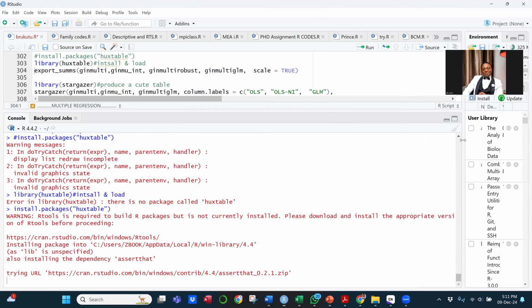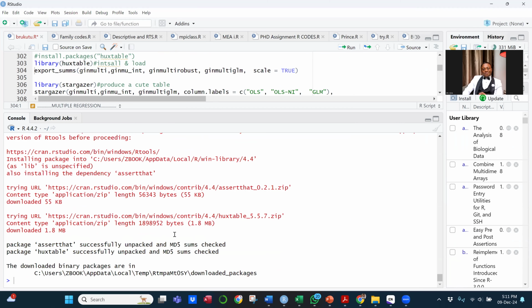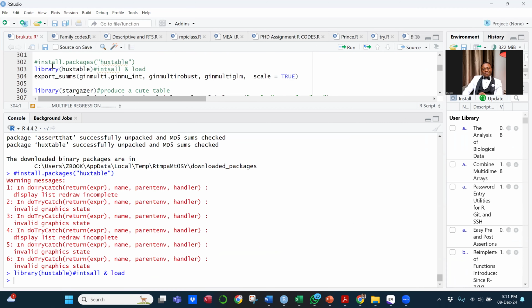Give it a few seconds, depending on the speed of your internet. It's done. So you run the huxtable and watch it. I'm going to now run each model in a beautiful table, all into one, comparatively. Guys, this is beautiful.